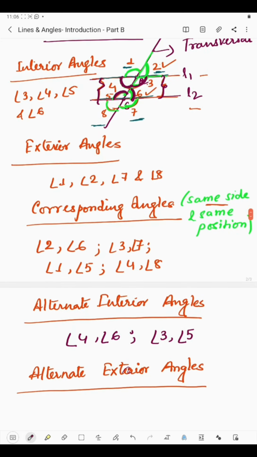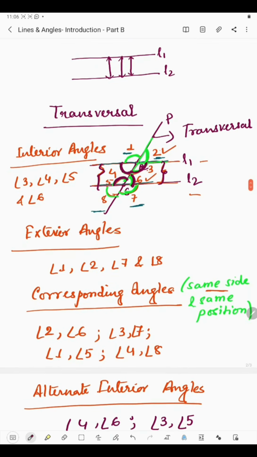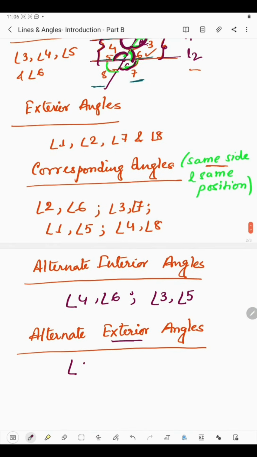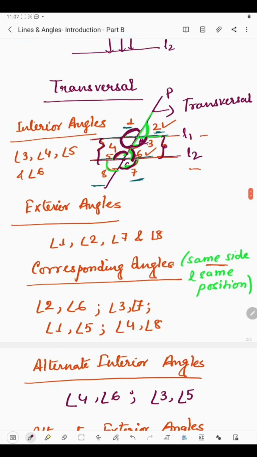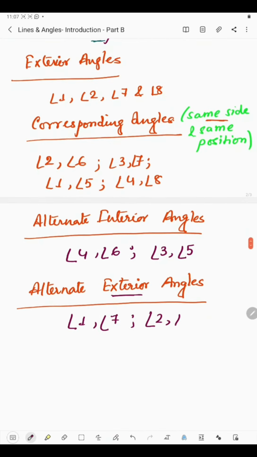Now alternate exterior means outside. Alternate means if you take the angle which is on the left, then another will be on the right. So this is the outer portion. So it is angle 1 and angle 7. And another exterior pair is, see, if you take the angle on the right side, then you will have to take another angle on the left side. So it is angle 2 and angle 8. So these are the alternate exterior angles.